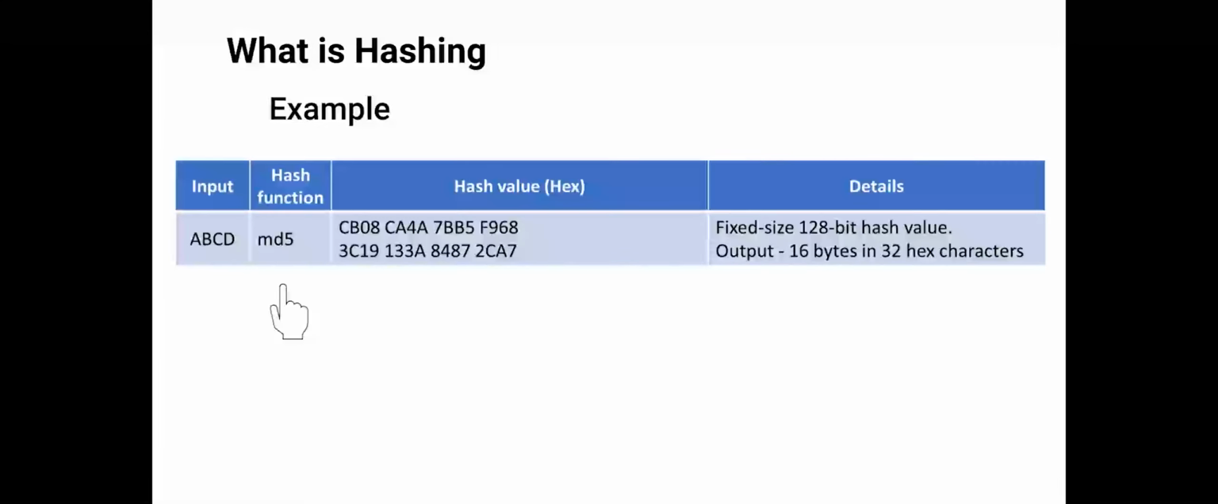Here is one example. In this, we are using a hash function MD5, which gives a fixed size output of 128-bit hash value. These 128 bits equal 16 bytes, which is represented in 32 hexadecimal characters.